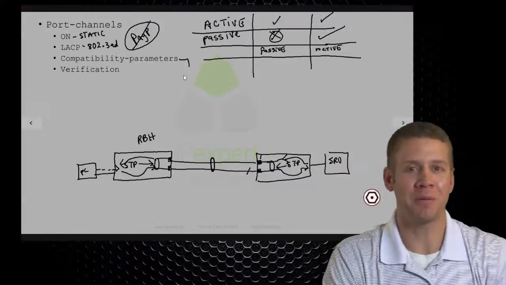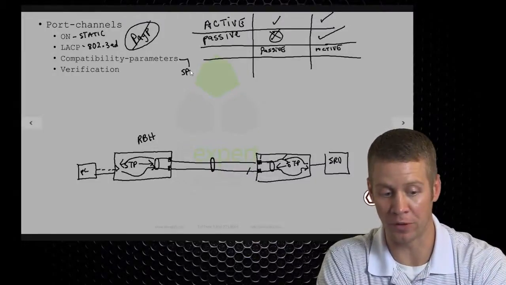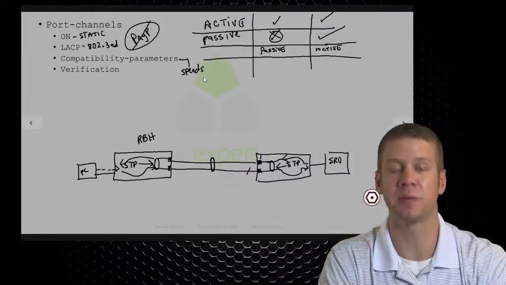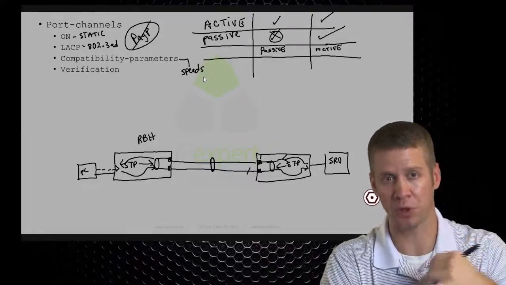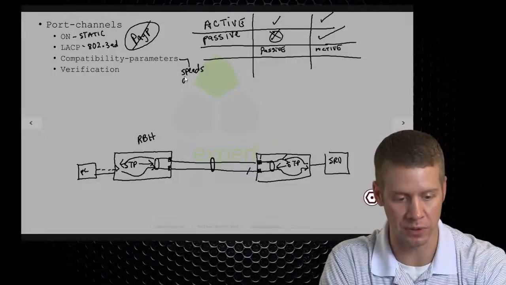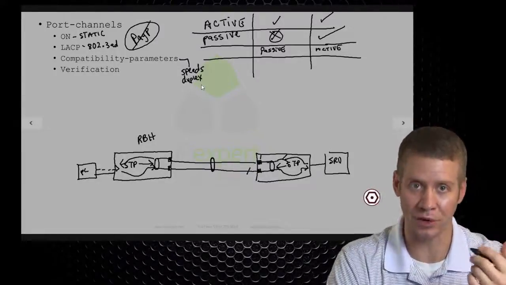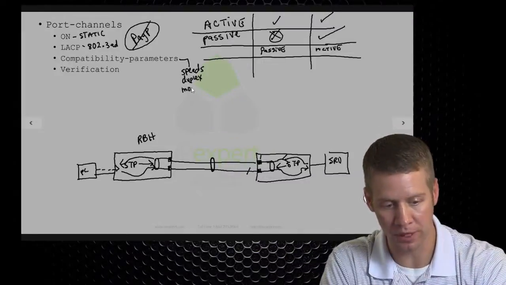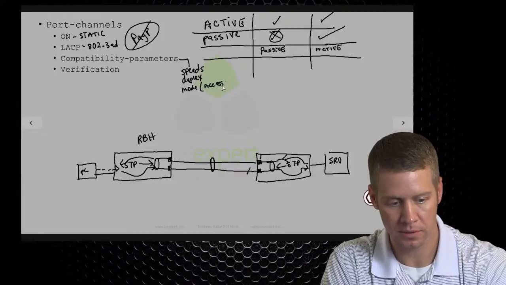When we talk about compatibility parameters, we need to be cognizant of the link speed. The speeds need to be the same on all the links in the bundle. Also, when we think speed, we immediately should think duplex, so our duplexes need to be the same as well. Our port mode is also another biggie. Now what are those modes again? Access, trunk.